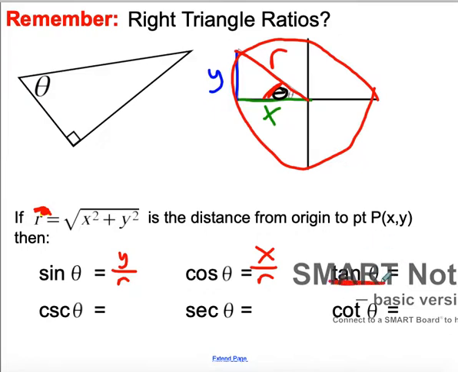But this says tangent. So tangent would be opposite over adjacent. So y over x. Cosecant, opposite of sine, reciprocal, r over y. Secant, reciprocal cosine, r over x. Cotangent, reciprocal tangent, which would be x over y. So I would write those down.